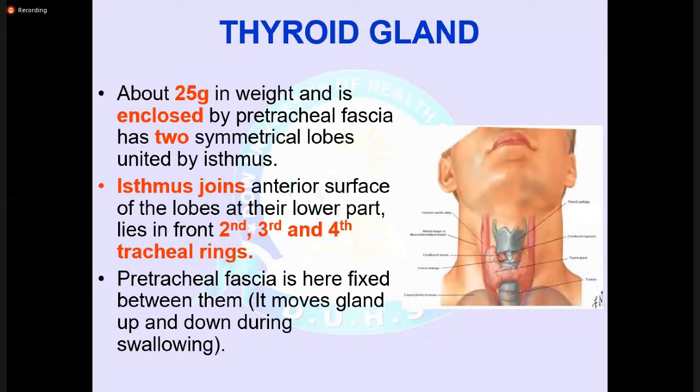Now, within the neck, we have the thyroid gland. Coming to the important features of the thyroid gland, it's an anteriorly placed structure along the second to the fourth tracheal rings. That is the location of the thyroid gland. You have two lobes of the thyroid gland, the right and the left lobes, which are connected by a midline structure known as the isthmus of the thyroid gland. It is held together by the pretracheal fascia, by which it moves during the act of swallowing.